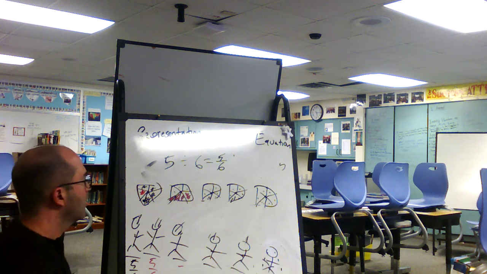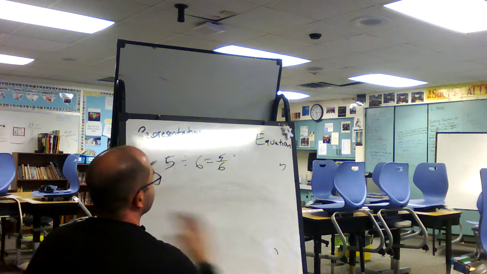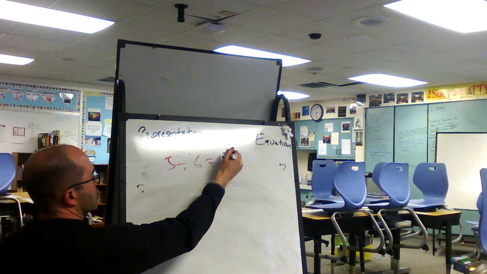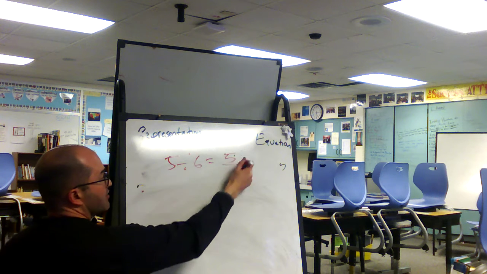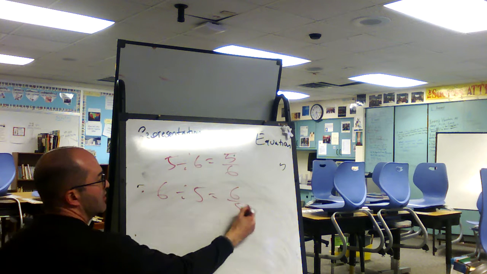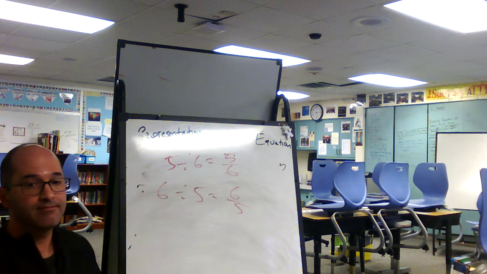Okay? So, 5 divided by 6, the equation would be, equals 5/6. 6 divided by 5 equals 6/5. It does matter the order that you divide the problems.